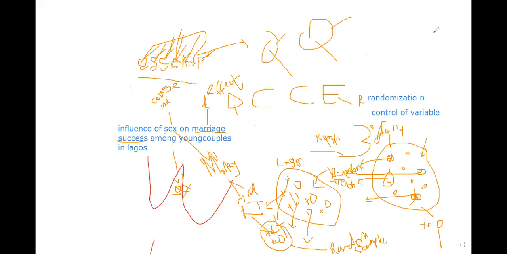If I take rabbits, I can put rabbits in a cage, control them, give them food. After a while, they adjust. But human beings are difficult. So you can't use true experiment in behavioral science or for human beings. Do you understand? So you can only use quasi in that regard.